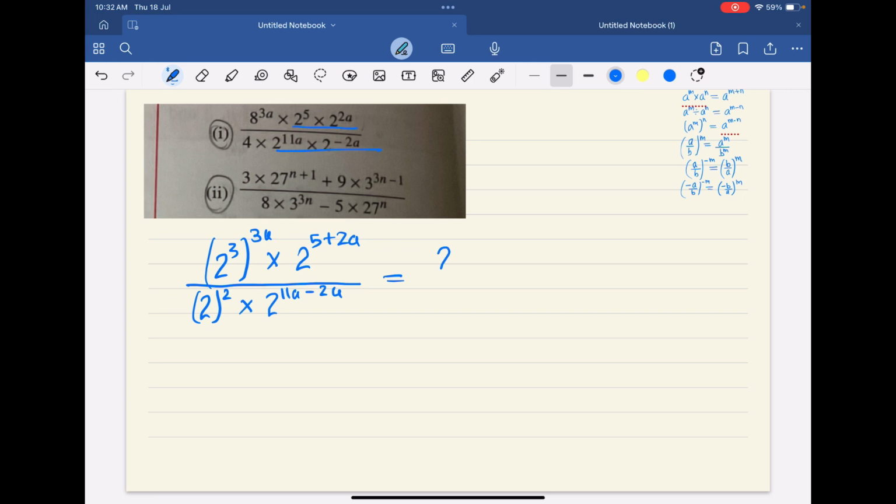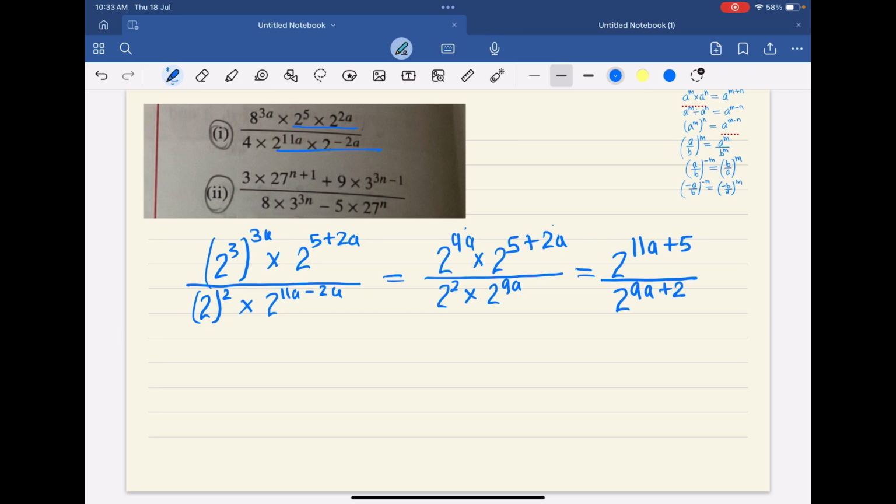Now when I solve it further, I will get 2 to the power 9a times 2 to the power 5 plus 2a over 2 to the power 2 times 2 to the power 9a, because 11a minus 2a will give us 9a. Now let us again use the same property of the exponents, and this will become 9a plus 2a. So 2 to the power 11a plus 5, and below we are going to get 2 to the power 9a plus 2.